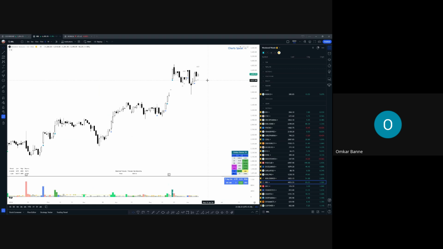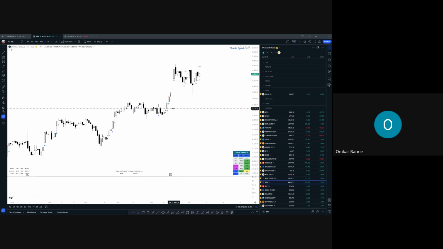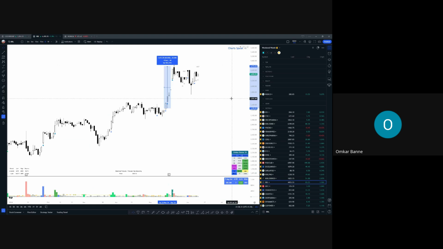Again, BBL, it is looking good, but again, similar thing as we discussed here. This one has also gone up some 40, 50%, and I would like to give it some more room to have a sustainable up move.